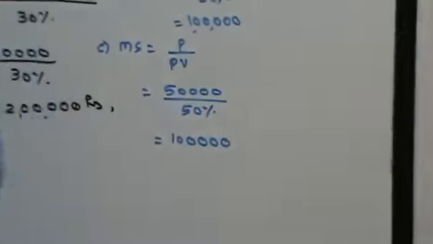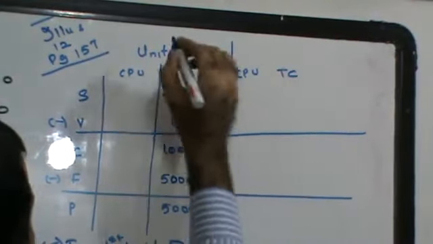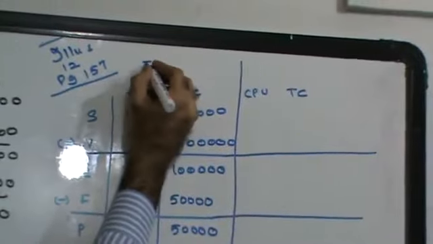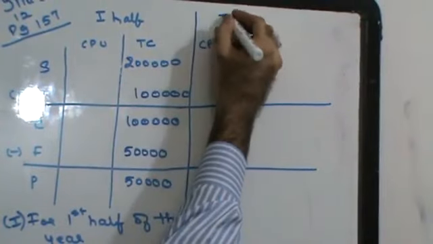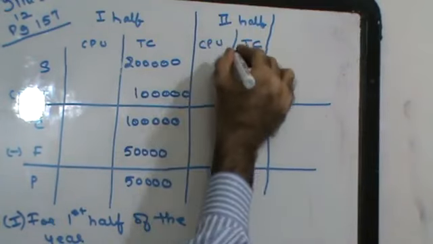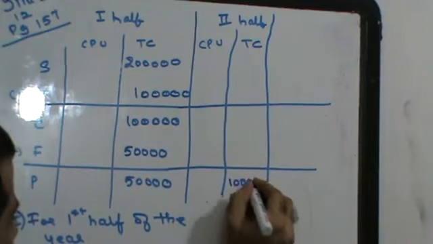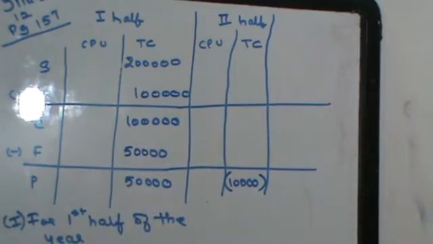Next, they said during the second half of the year, CPU PC. This is first half. This is second half. Now, during the second half of the year, they are saying that the projected loss is 10,000 rupees. Loss means negative profit. You will write the figure in bracket, right?